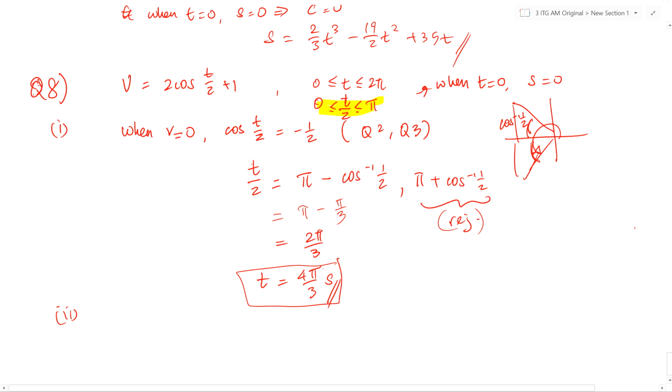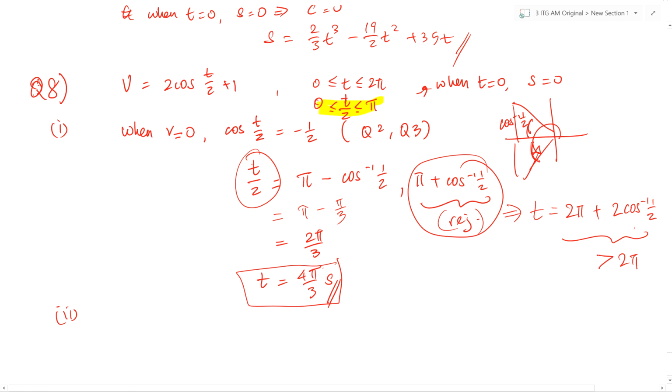Do I need to consider the next timing? No need. Because it is already beyond 2 pi. This is the value for t over 2. If I were to go and find out what t is, it is going to become 2 pi plus 2 cosine negative inverse half. Then this is already more than 2 pi, which is outside of the range. Don't bother. So we have rejected it, we continue to reject it. Now this is the turning point.